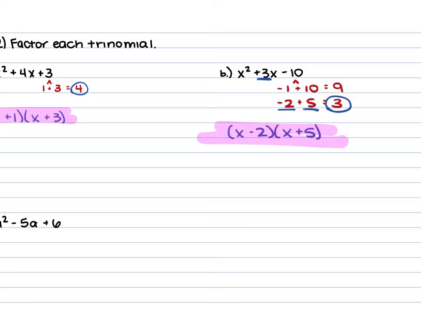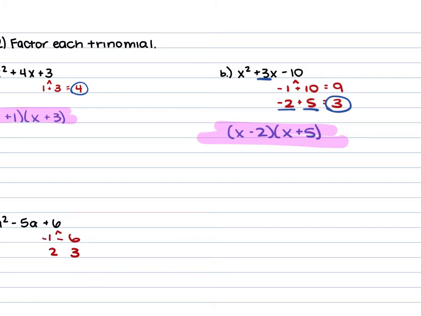For example C, we're given a squared minus 5a plus 6. So this positive 6 that we have here, we're going to have factors of 1 and 6 as well as 2 and 3. The 6 is positive, which means when we multiply, our two signs have to be the same. So they're either both going to be positive or they're both going to be negative. That b term is a negative 5.